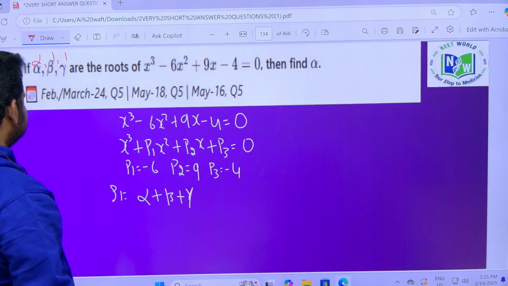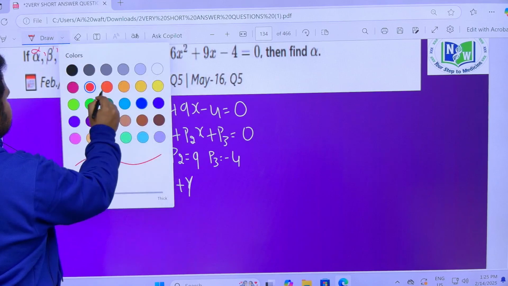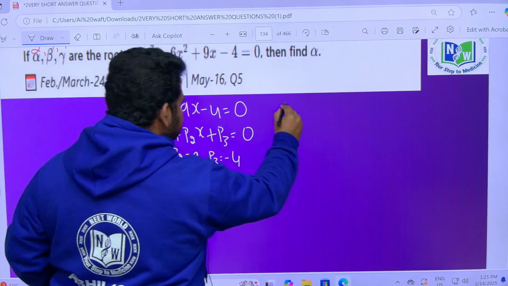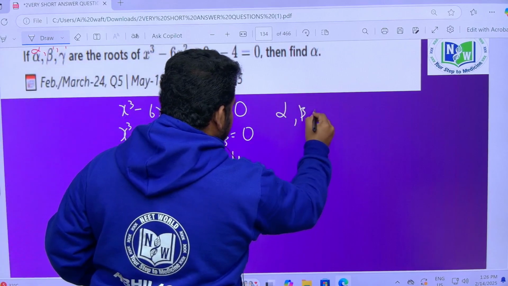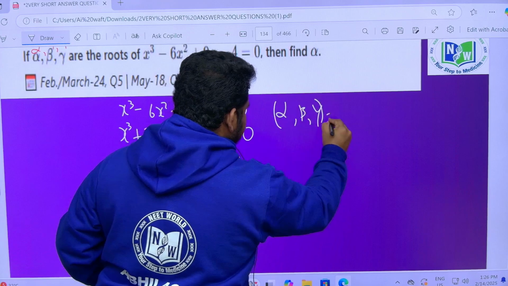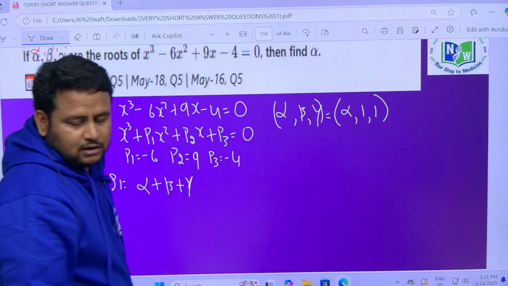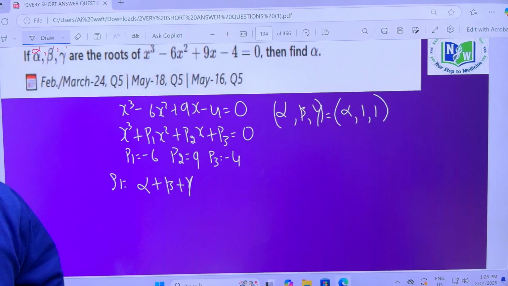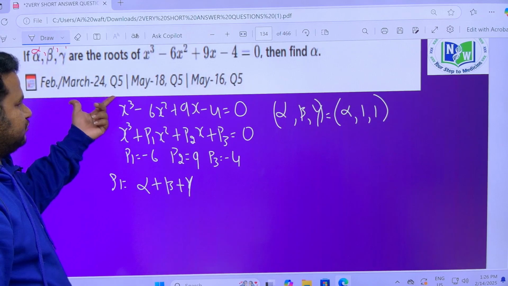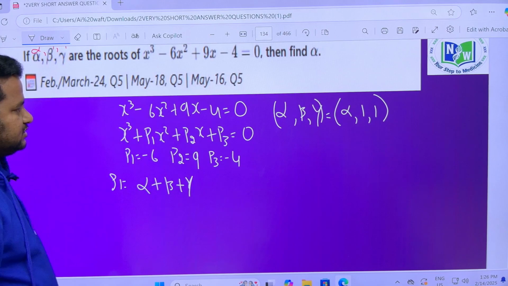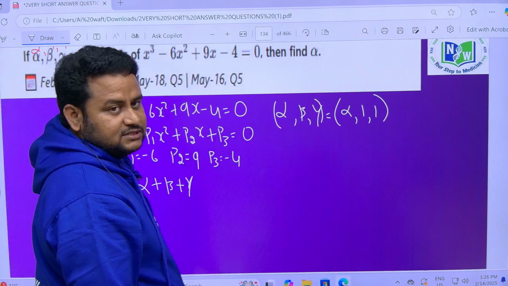So the given roots are beta and gamma, and we have to find alpha. So the roots are given as alpha, comma 1, comma 1. That is what it is given. This was asked in the year 2024, that is in the previous year, also in 2018, also in 2016. So it's a very important question. Got it, friends? So we have beta and gamma equal to 1.